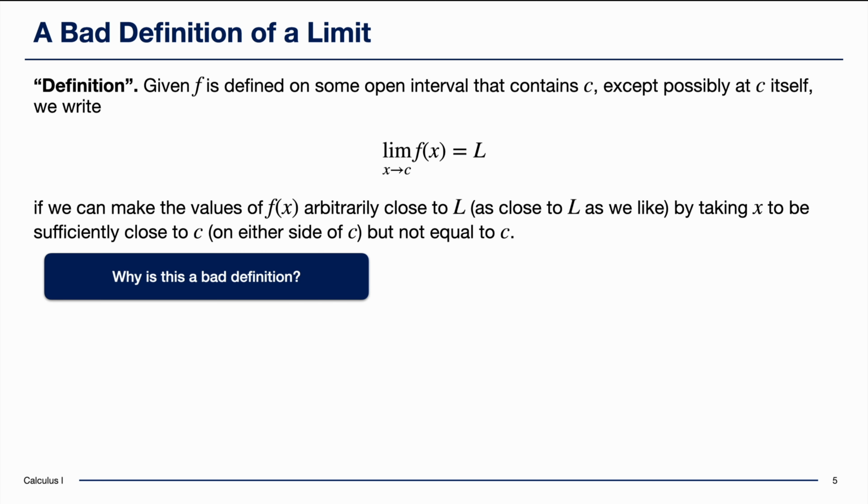So why exactly is this a bad definition? Well, first, we say if we can make the values of f of x arbitrarily close to L, but what exactly do we mean by arbitrarily close? Second, we say by taking x to be sufficiently close to c, but how close is sufficiently close?